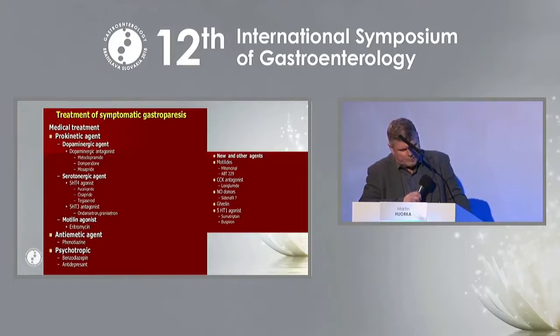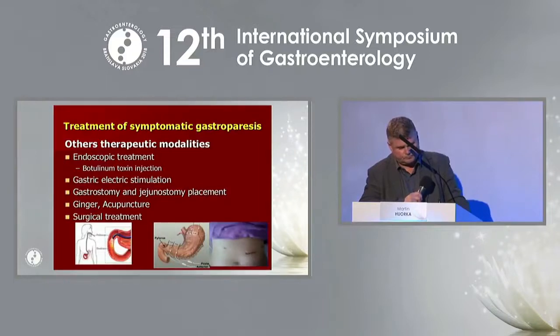The drug armamentarium consists of prokinetic agents, dopaminergic agents, serotonergic agents, motilin agonists, antiemetic agents, or in some cases psychotropic drugs. There are some new agents like motilides, CCK antagonists, NO donors, ghrelin, or 5-HT1 agonists. The treatment of symptomatic gastroparesis consists of other modalities like endoscopic treatment, botulinum toxin injection, gastric electric stimulation, gastrostomy and jejunostomy placement. There are some alternative ways of treatment like ginger or acupuncture without any basic evidence, and surgical treatment.